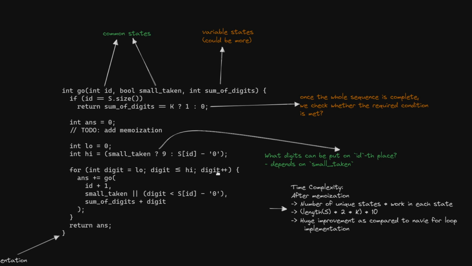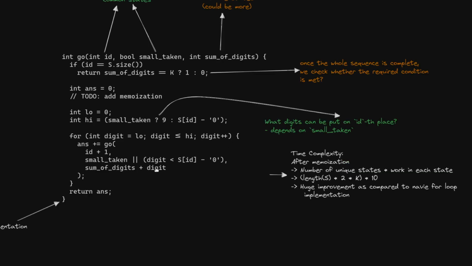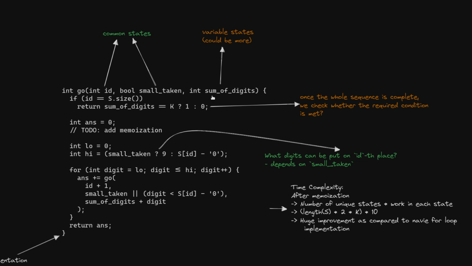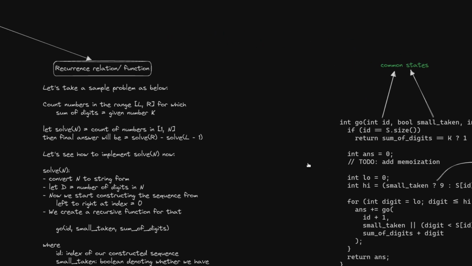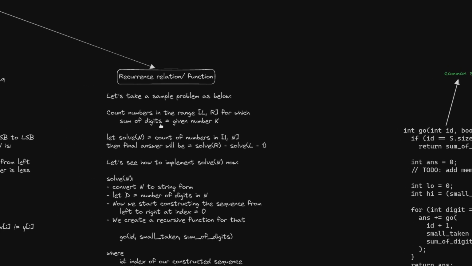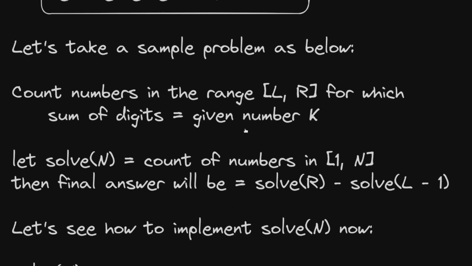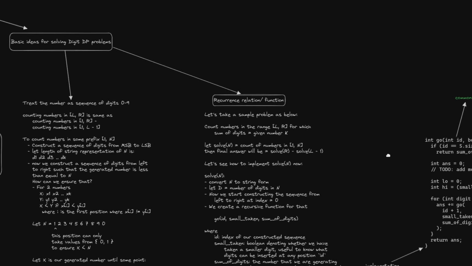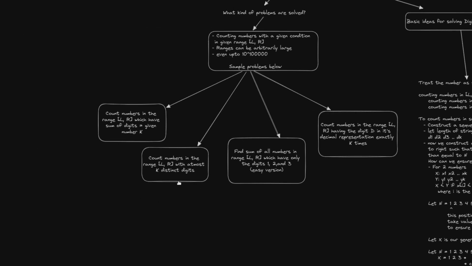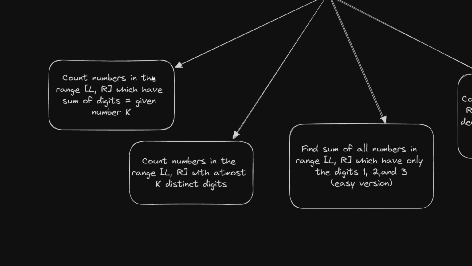And depending on different conditions that will be given in the problem statement, you may need to think of how these variable states can be modified so that the expected conditions are met. So for this problem that we have chosen, it was trivial to store sum of digits because it was asked to count numbers with sum of digits equal to given number k. But depending on different problems, it will be different. So this was this problem.